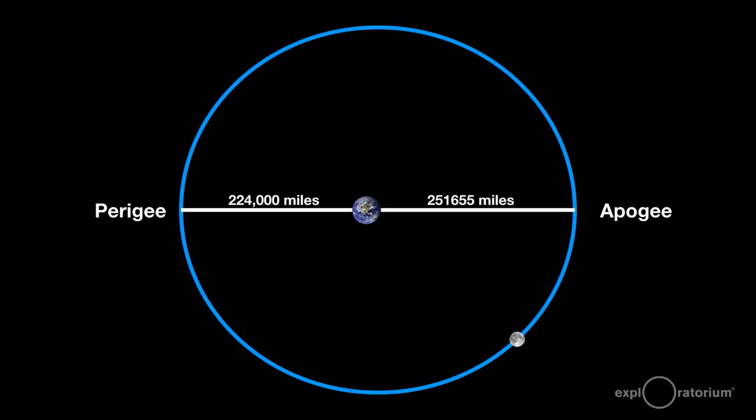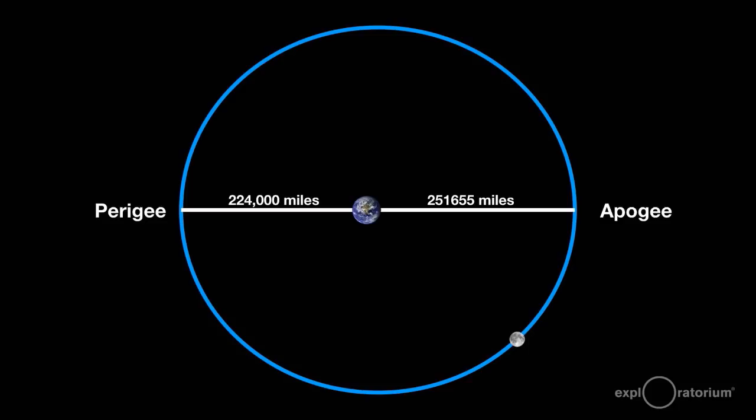You can see there that the farther away distance is 251,000 miles, and the close distance is 224,000 miles. So there's a difference. It's a difference of 27,655 miles. So at the close approach, perigee, the moon is 27,000 miles closer.